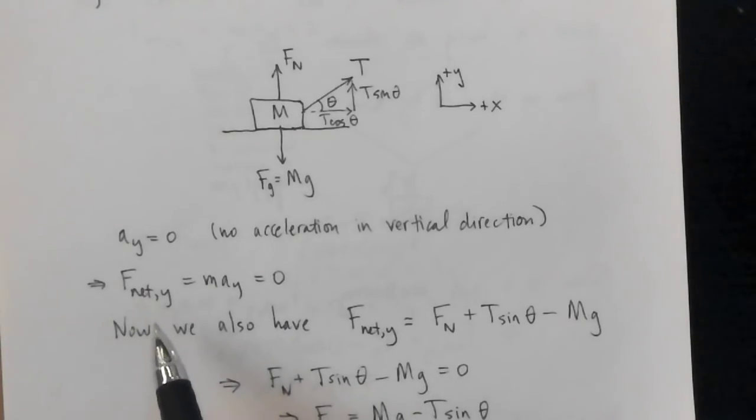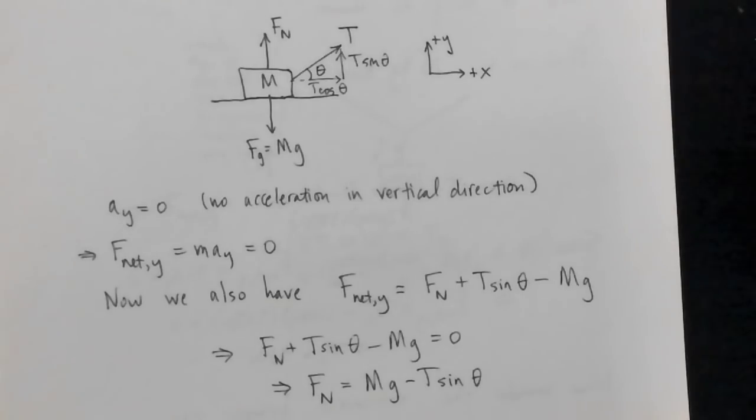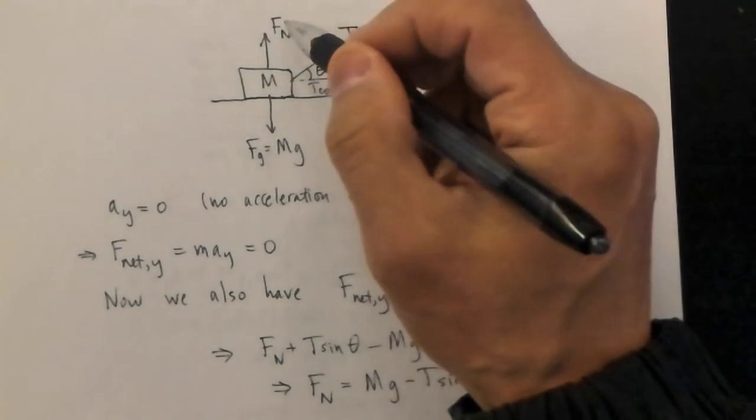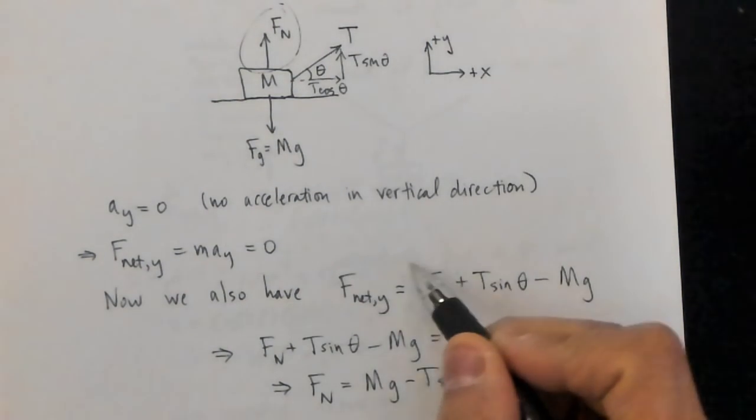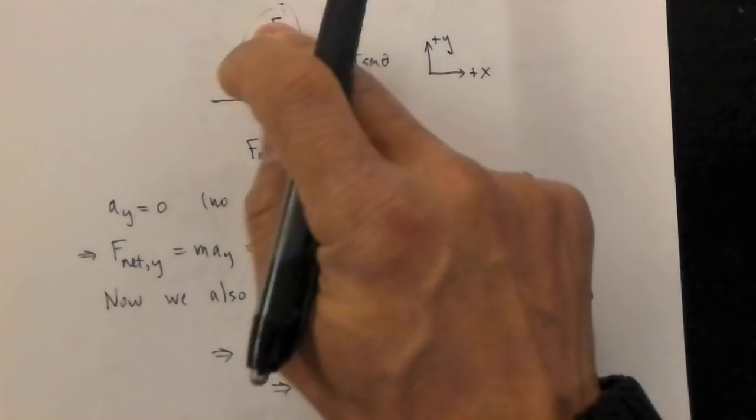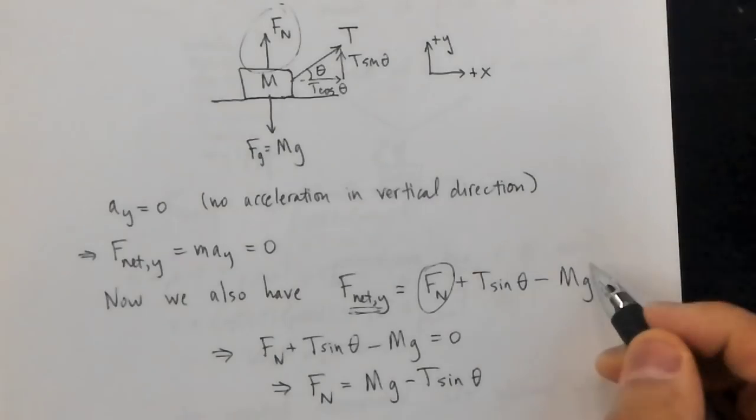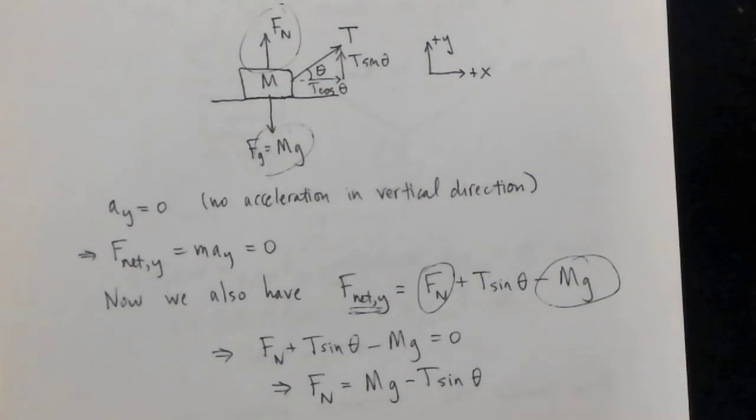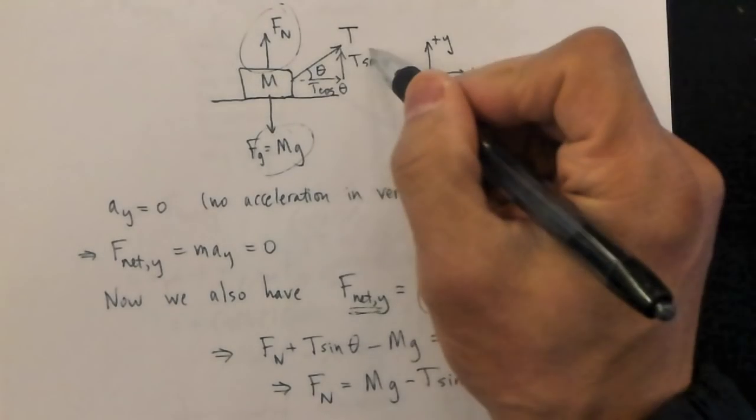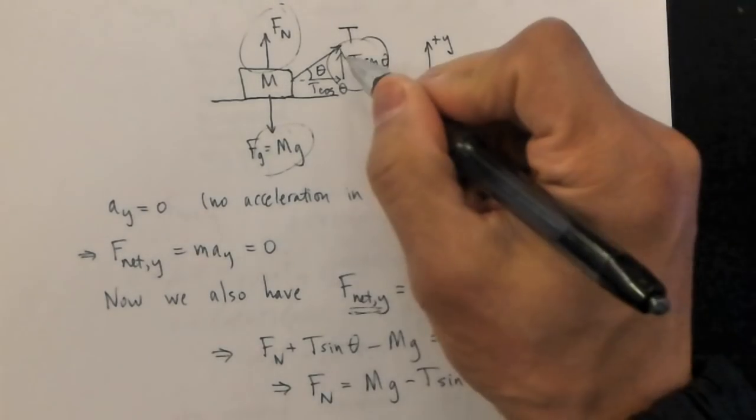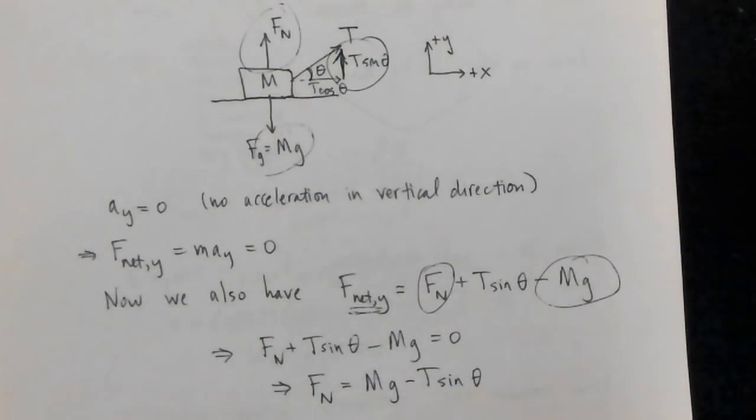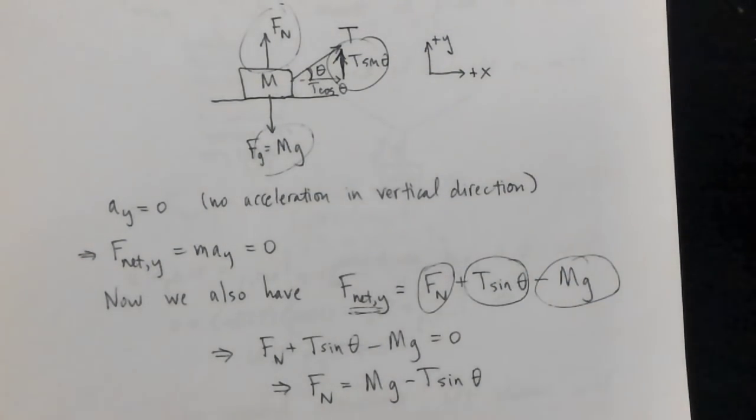So I have F net y is equal to may, which is equal to 0. Now what I will do is look at all the forces in the y direction. The net force in the y direction is Fn with a positive sign, minus mg because it goes in the negative direction from the weight, and then this vertical component of the tension, because it's opposite to the angle theta, so I have T sine of theta.